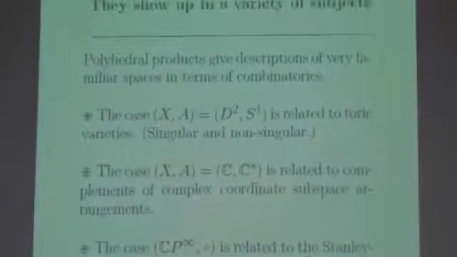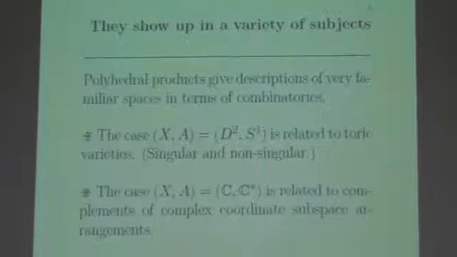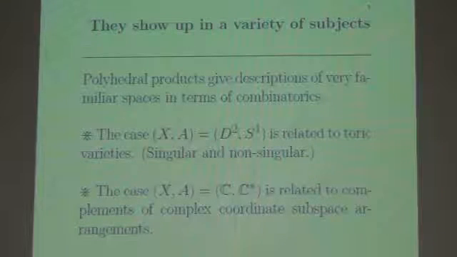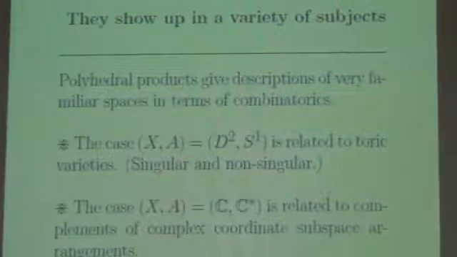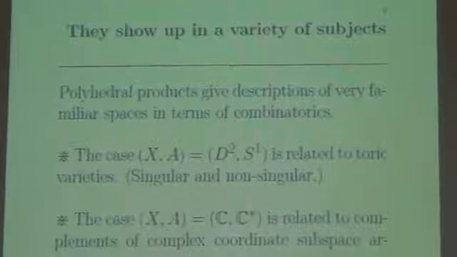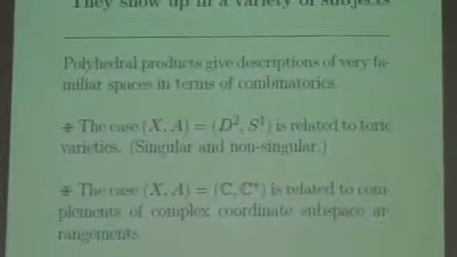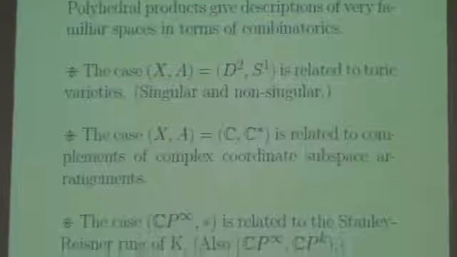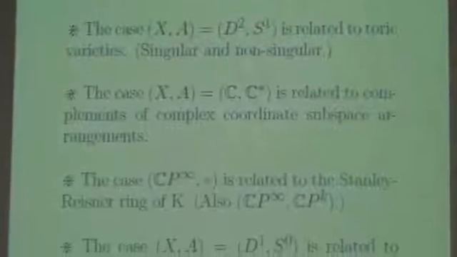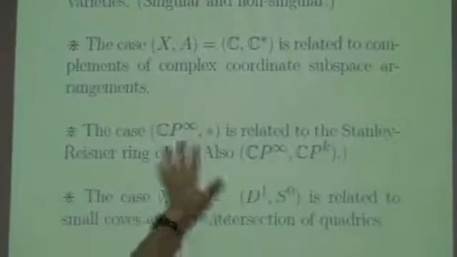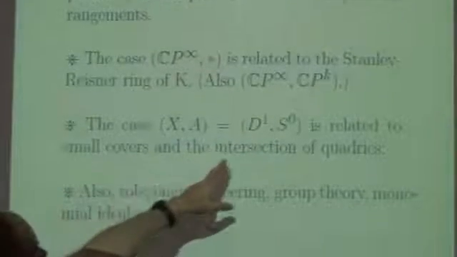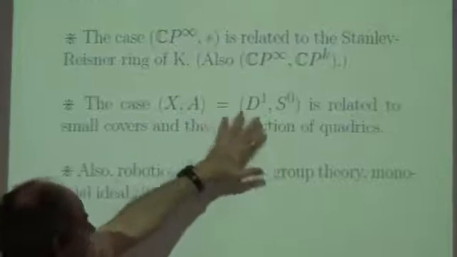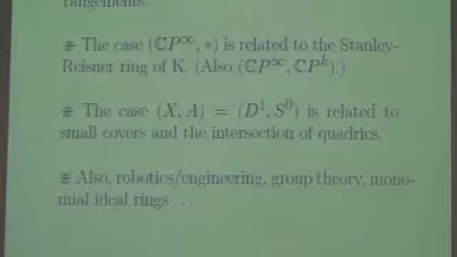Now, these things show up in a variety of subjects. This is the tip of the iceberg. The D2S1 case is related to toric varieties, singular and non-singular. C star is complements of coordinate subspace arrangements, but not just coordinate arrangements. This case here and this case here are related to the combinatorics of K, the Stanley-Reisner ring. This one here is related to the intersection of quadrics and small covers, for those of you familiar with them.